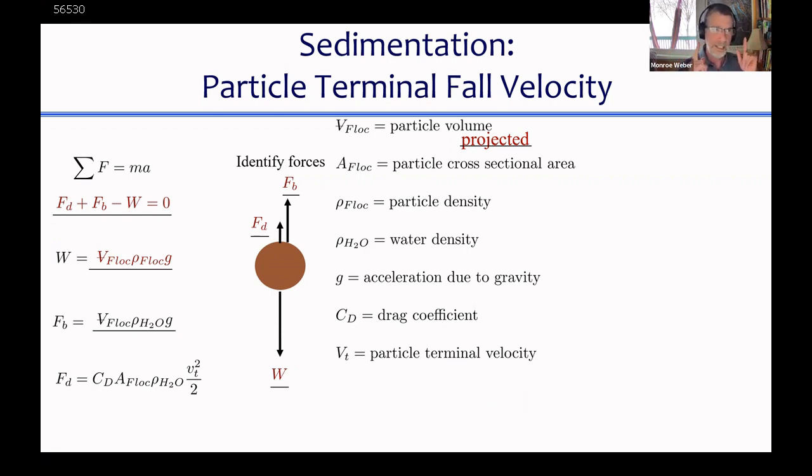Is that clear? If you're thinking about the drag force on your car when you're driving down the road, the density of your car has nothing to do with it. It's only the density of the air that matters. So in the same case here for our flock, the density that matters is the density of the fluid. And then of course, times its terminal velocity squared, over 2.